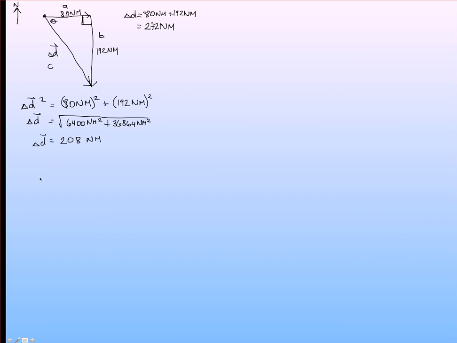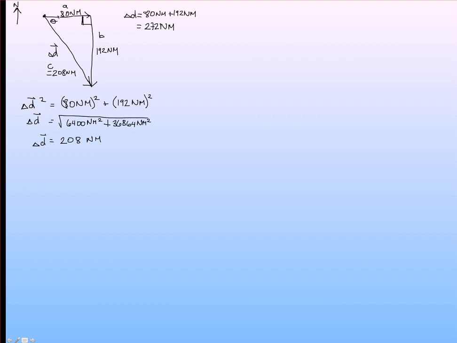If we wanted to find theta, we've just found the length of the hypotenuse, which is 208 nautical miles. My suggestion would be to use the given values, because if you by chance did make a mistake over here, that mistake would carry through in the angle calculation. If you use the given values, that's not going to happen.